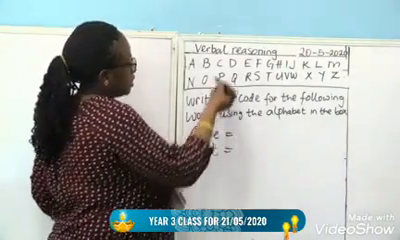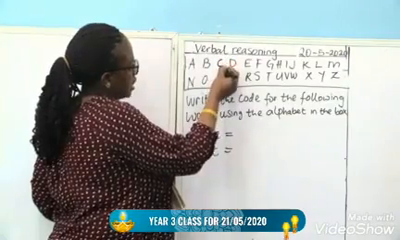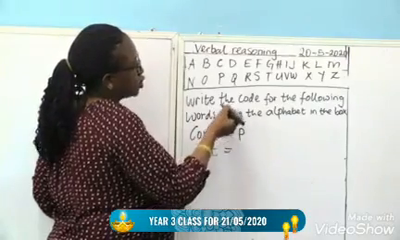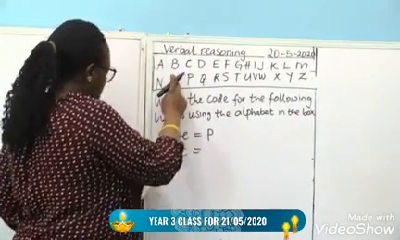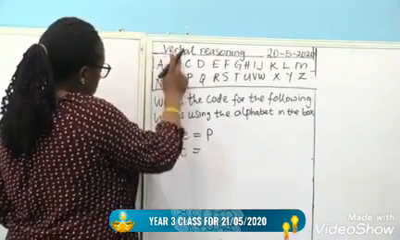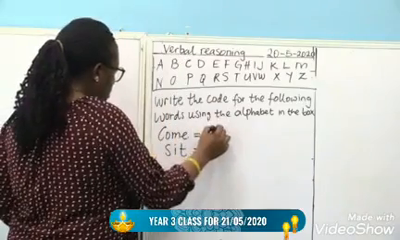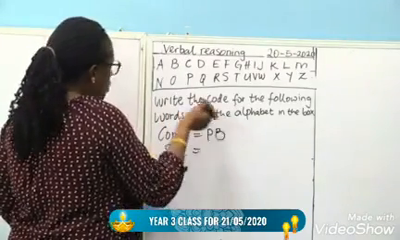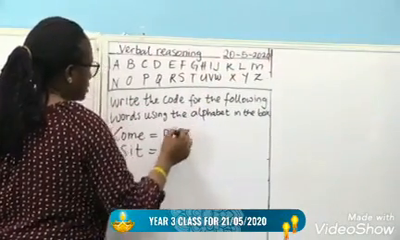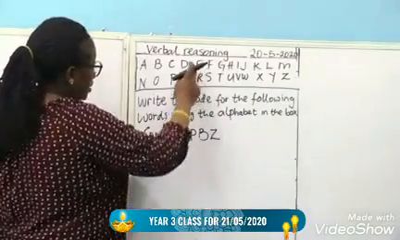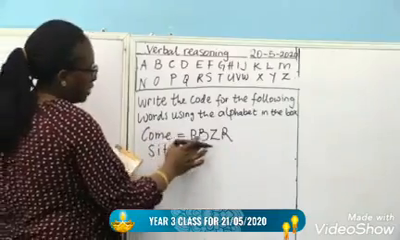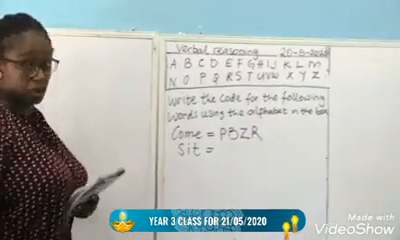So in coding, we check C. C has another alphabet that is directly under it, which is P. Then we go to O. The alphabet that is directly above O is B. We go to M. What's the alphabet directly under M? We have Z. Then we go to E. What's the alphabet directly under E? We have R. So we have that the code for come is PBZR. I hope you understand what we are doing.